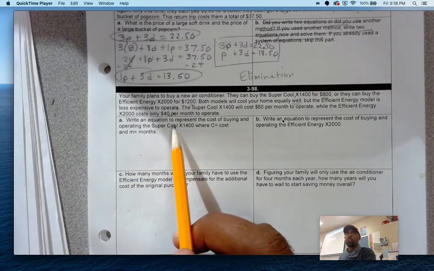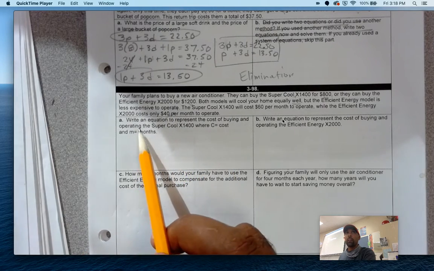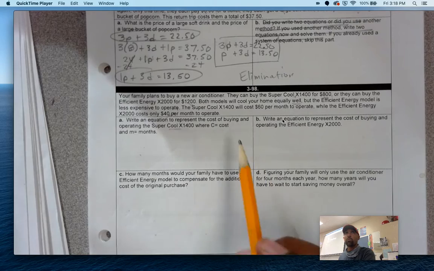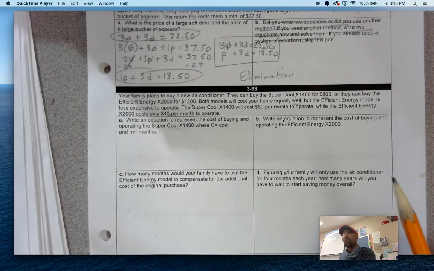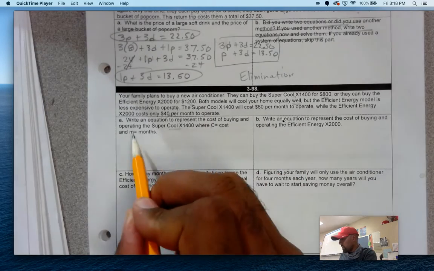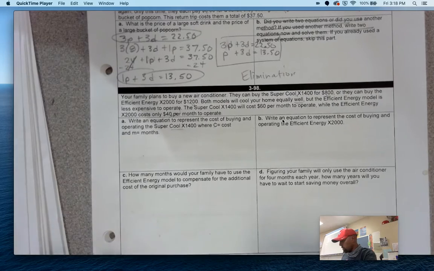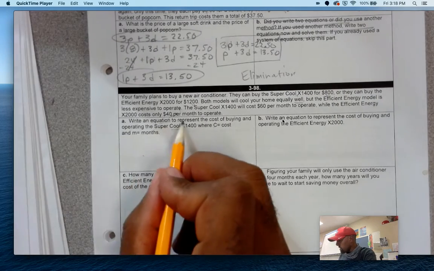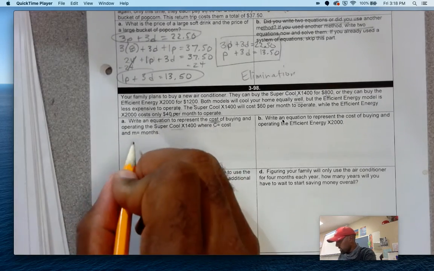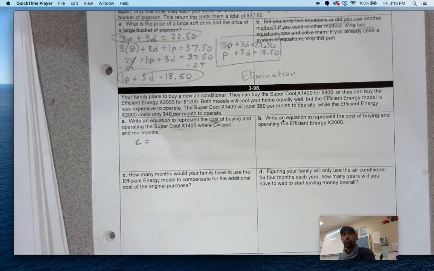Okay, so first we're going to write an equation to represent the cost of buying and operating the super cool. So we're just going to start with super cool. Normally we would use X and Y, but here we're going to use C and M. Okay, so remember the equation needs to represent the cost. So we're going to set it equal to the cost.